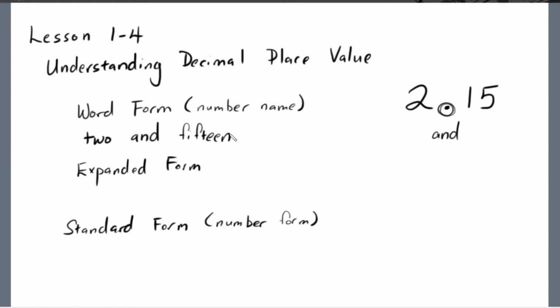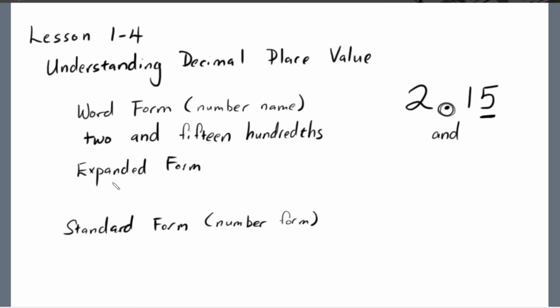And now we need to think. What is the place value that is the rightmost? It's going to be the 5. And I know that to the right of the decimal place, it goes the tenths and then the hundredths. So we know that here we have 2 and 15 hundredths. So that's our word form or our number name.